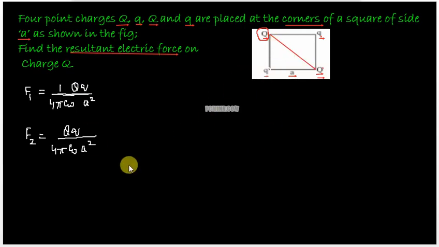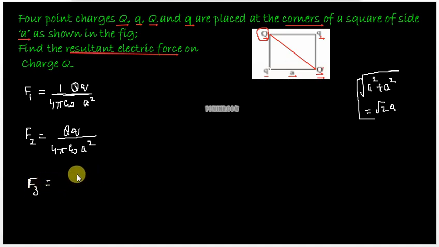So the distance between capital Q and capital Q is the diagonal of the square. So we would just calculate it here on the side using Pythagoras theorem. So a square plus a square, and if we just take the square root of that, that will give us root 2 times a. That's the distance between the charges plus Q and plus Q placed at the diagonal. Therefore F3, the force on the capital Q due to the other capital Q would be Q times Q upon 4 pi epsilon naught root 2 times a square. So this time the distance is root 2 times a square.